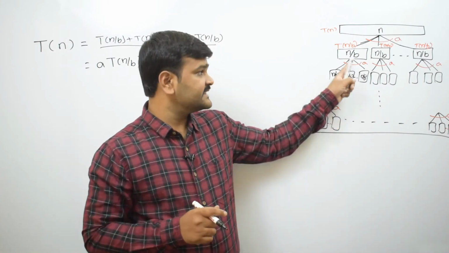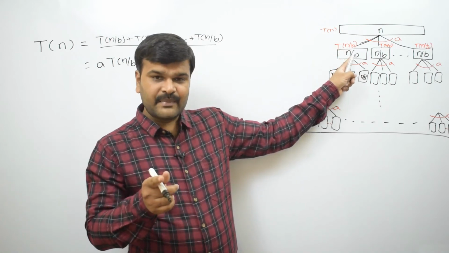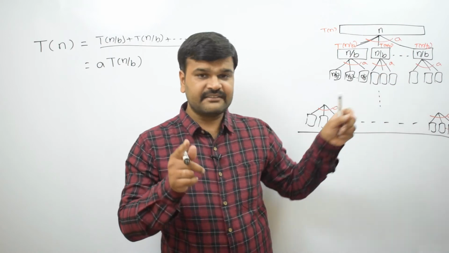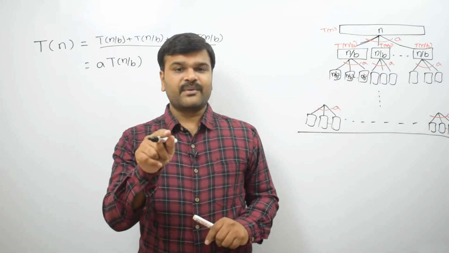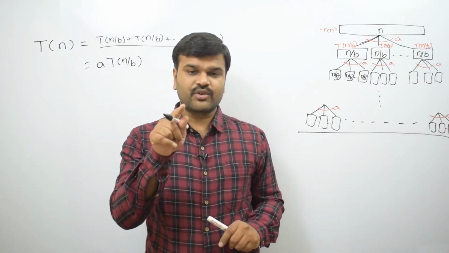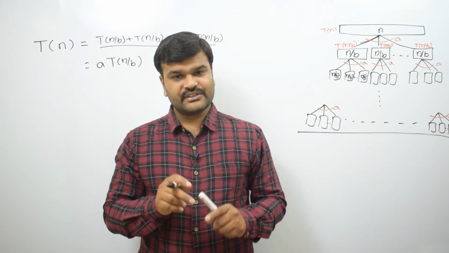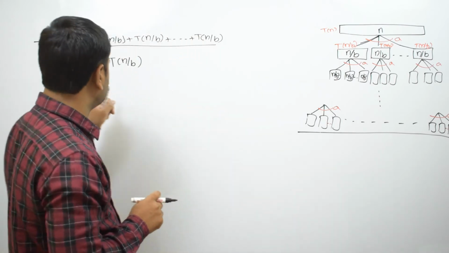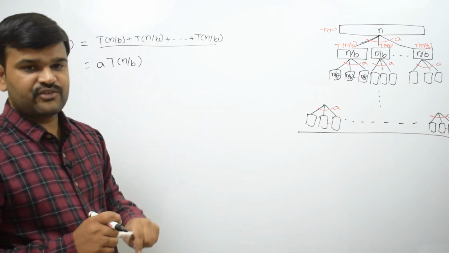So this is the time complexity for only the subproblem solving. But here you divided, and that division will take some amount of time, and at the same time subproblem solutions sometimes you have to combine, which also will take some amount of time. So that also you have to include in your total time complexity. That is what we have to observe here.